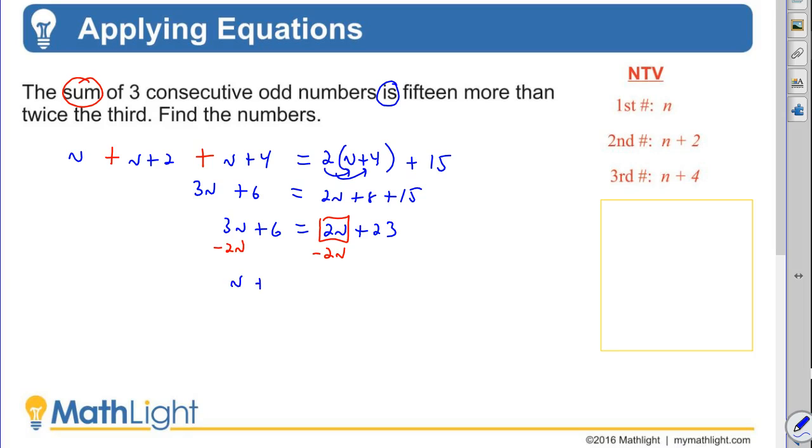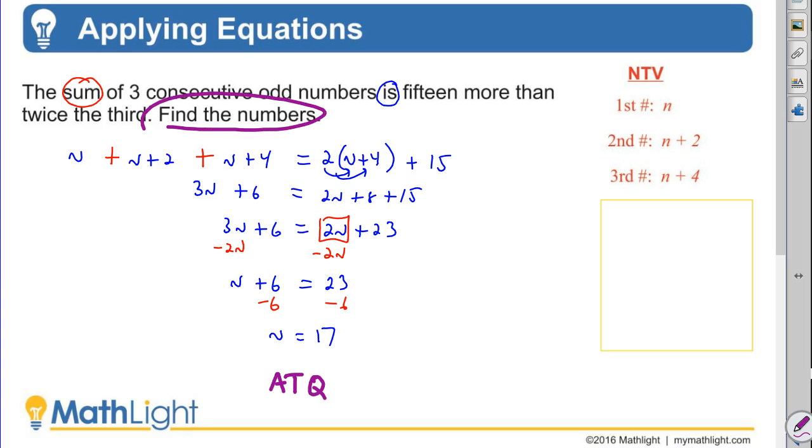We end up with n on the left plus 6 equals 23. What we need to do now is move the 6, add a negative 6 to both sides, and we get n equals 17. Now, be careful. Make sure that you ATQ, right? We've got to answer the question. And the question is, find the numbers.